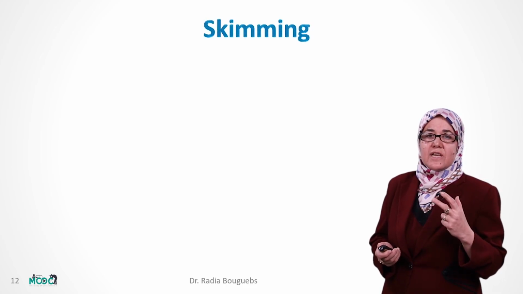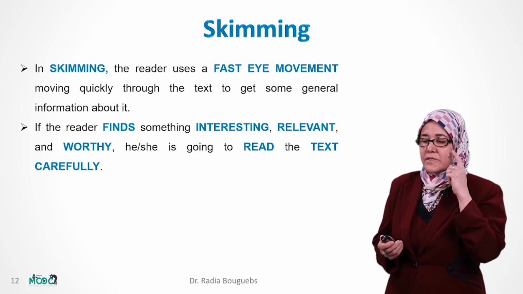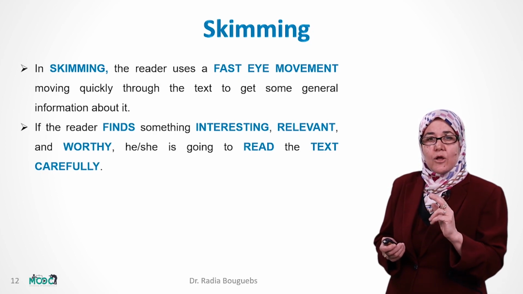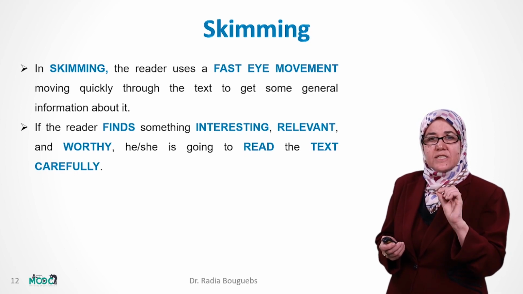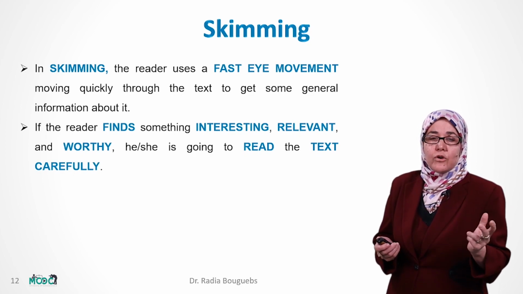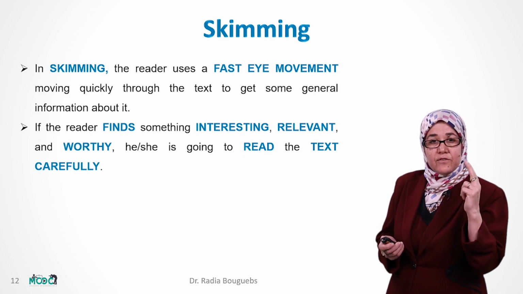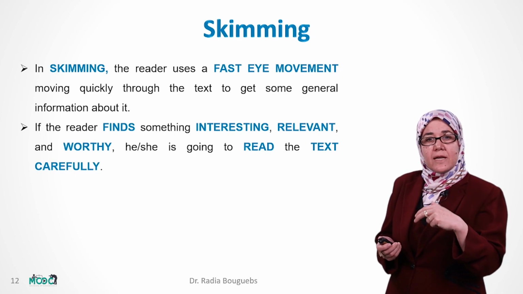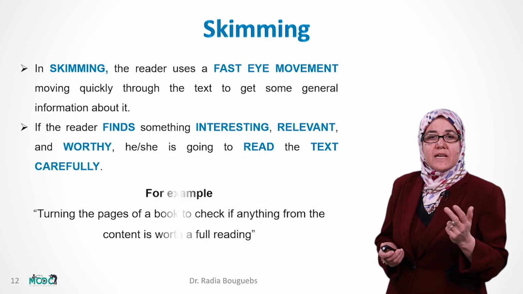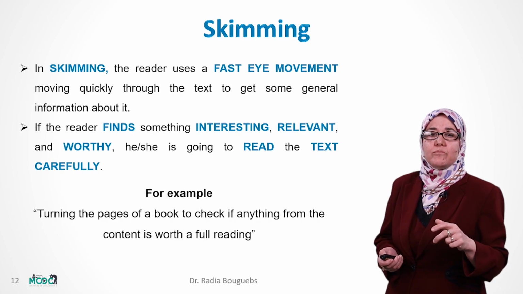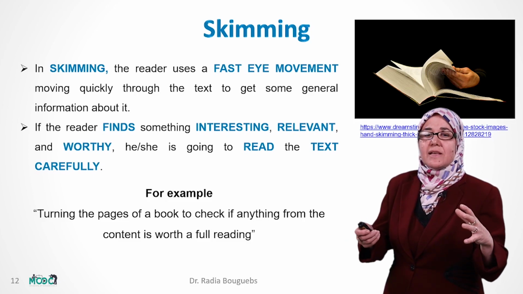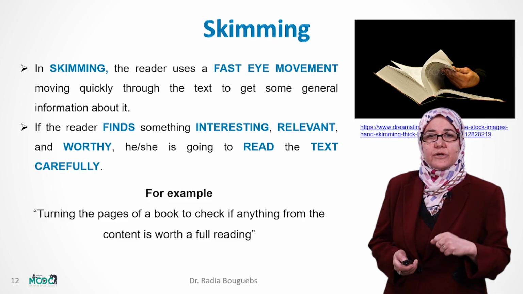What do we mean by these four types? Take the example of skim reading. In skim reading, the reader uses fast eye movement, meaning that his eyes move very fast throughout the text. Why do so? His main intent is reading for general information. What will be the result of this skim reading? If the reader finds something interesting, relevant, and worthy, he will decide to read the text carefully. An example is turning the pages of a book to decide whether to read this book as a whole or skip it and move to another book.